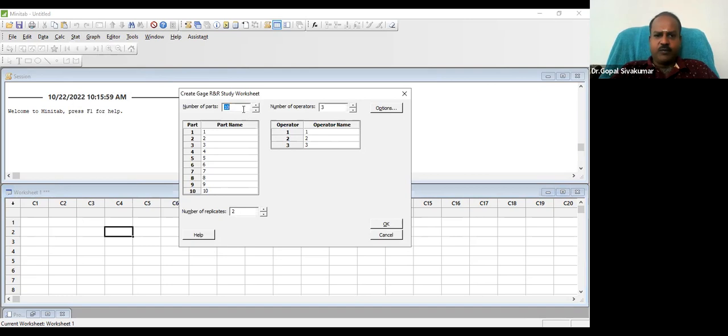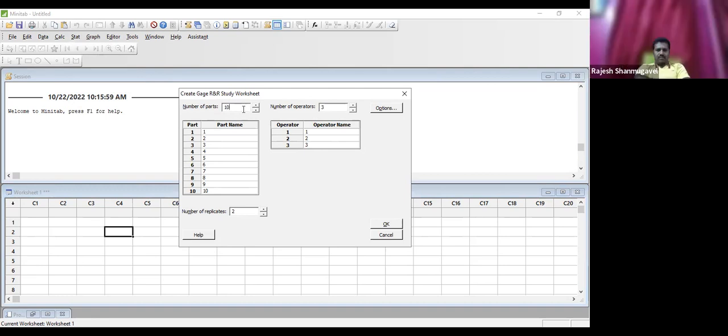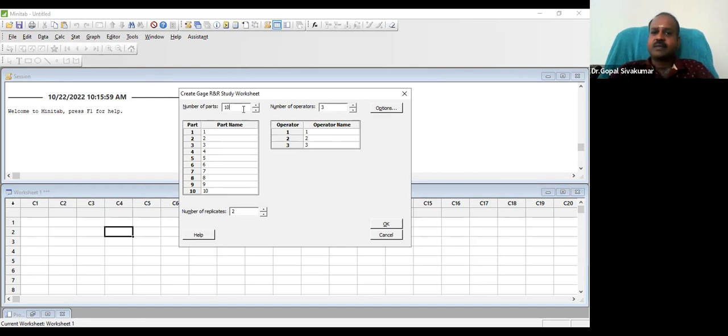So here, the number of parts. You remember we already decided the minimum number of parts we should select? Minimum is 10. Always select 10. And when you are selecting 10, make sure you take 5 on the right side of the mean and 5 on the left side of the mean. Otherwise, 5 on the right side of the target value and 5 on the left side of the target value.